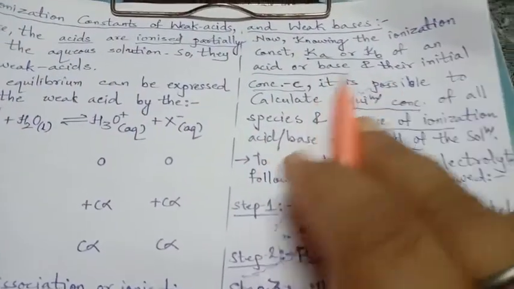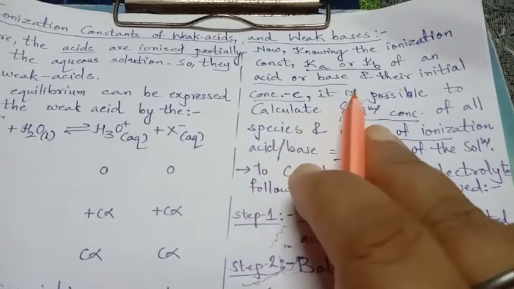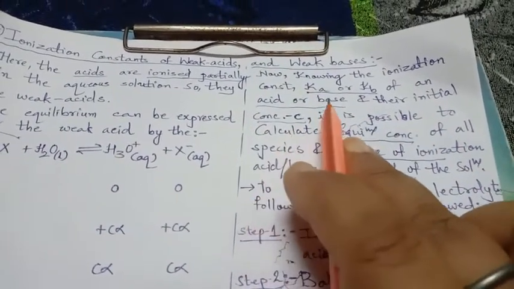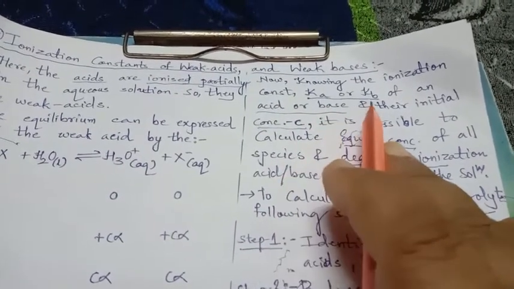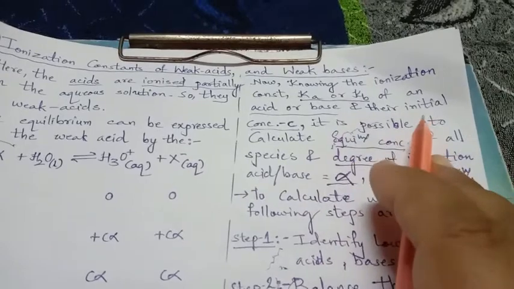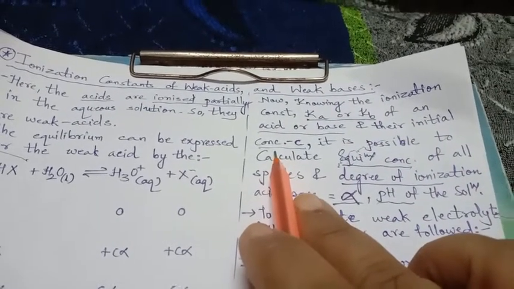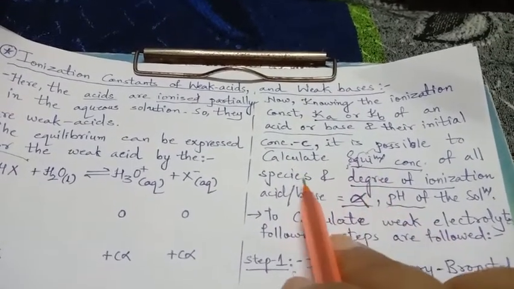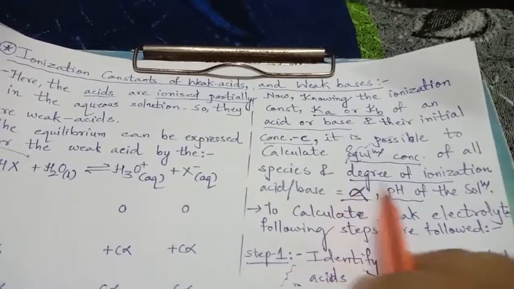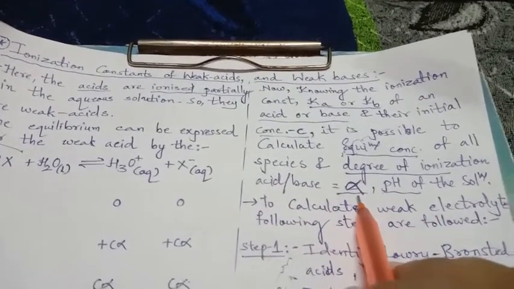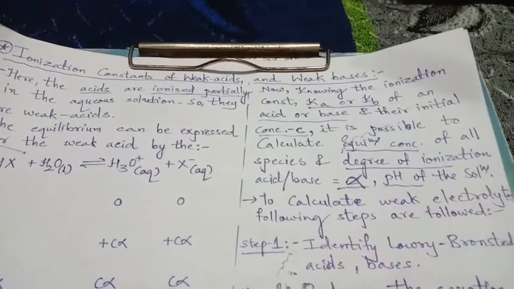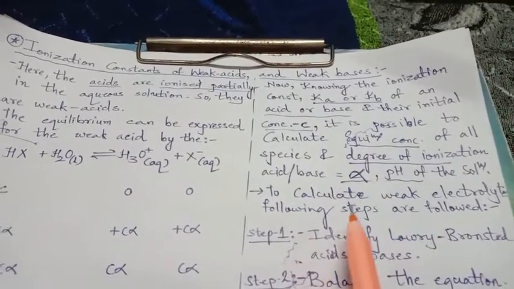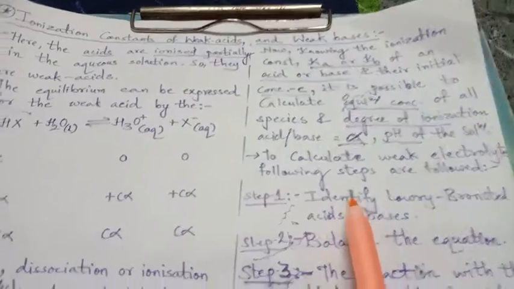So, knowing the ionization constant Ka or Kb of an acid or base and their initial concentration, if we know the dissociation constant of the acid or base, and if we know the initial concentration of that respective reactant, then it is possible to calculate the equilibrium concentration of all the species as well as the degree of ionization of acid and base, that is alpha, and the pH of the solution. So, to calculate all these values for the weak electrolyte, the following steps are to be followed.